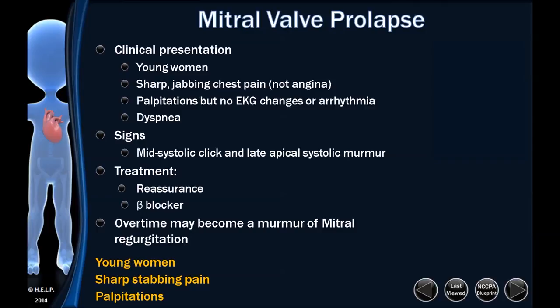The main treatment for mitral valve prolapse is just reassurance, and if they need a medication, beta blockers are used. Over time, mitral valve prolapse leads to mitral regurgitation, and then you just treat it like mitral regurgitation.